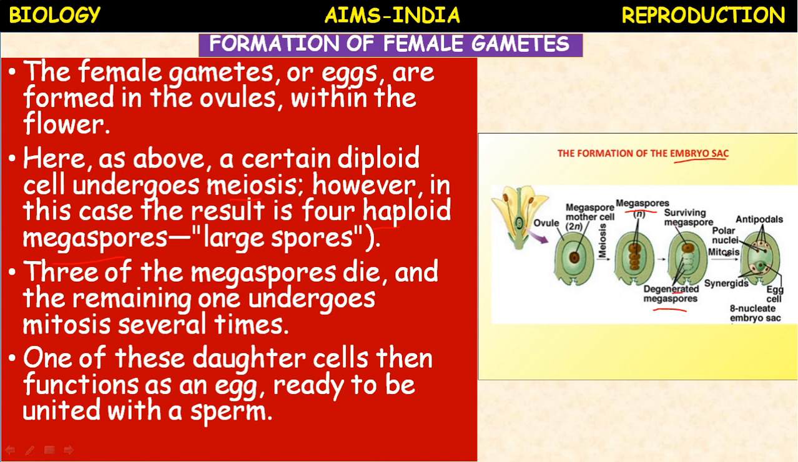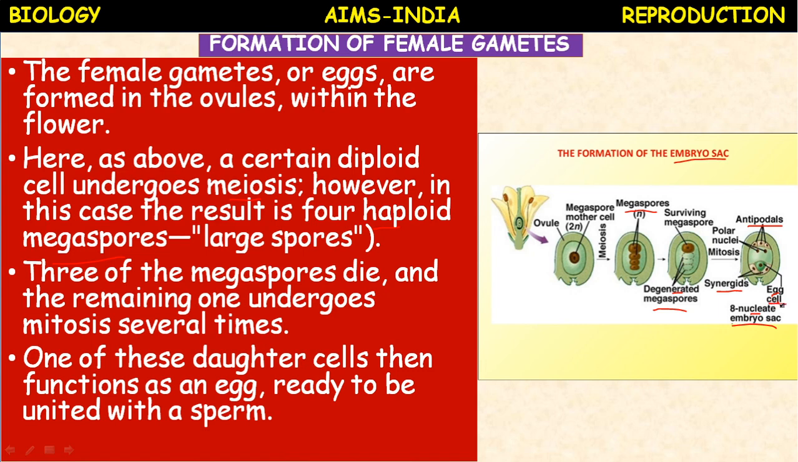3 will disappear, degenerate megaspores, and only 1 will remain, the surviving megaspore. That surviving megaspore undergoes several mitotic divisions and produces an 8 nucleated embryo sac, clearly given in this picture. Try to understand. Out of these 8 nuclei, 3 are antipodals, 1 secondary nucleus or polar nuclei consisting of 2 nuclei, then 2 synergids and 1 egg cell. Only 1 egg cell is produced here. An ovule consists of only one egg cell.